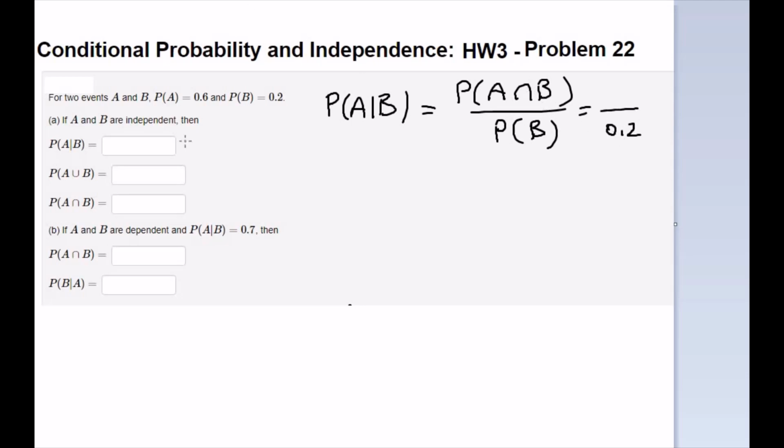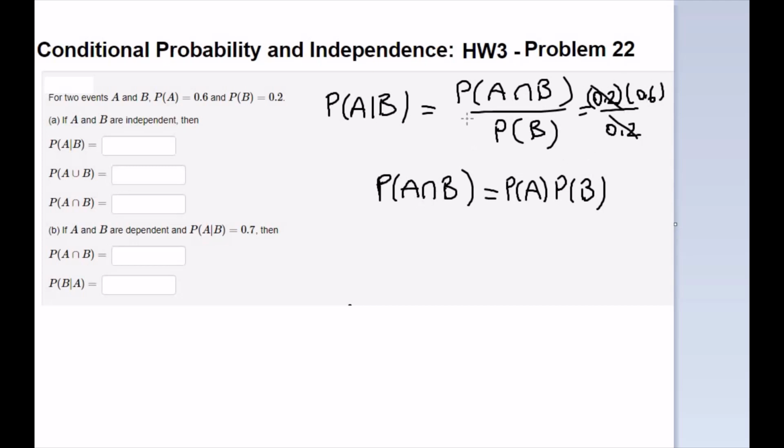Their intersection, we know that they are independent, so their intersection is their product. Probability of A intersect B is probability of A times probability of B. So the top will be 0.2 times 0.6. And actually we know that probability of A given B is probability of A if they are independent.